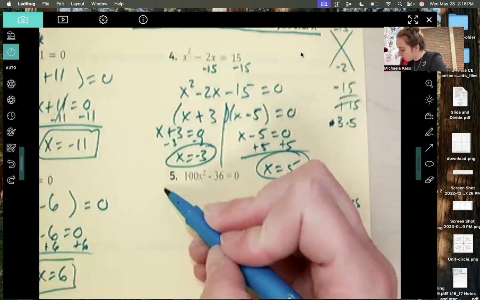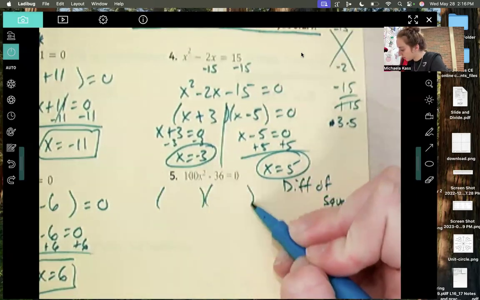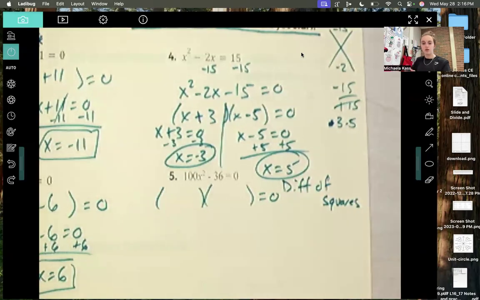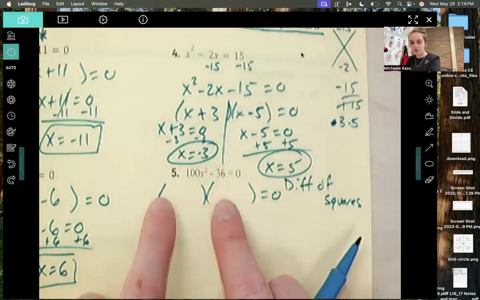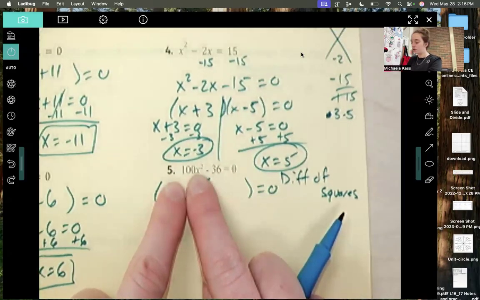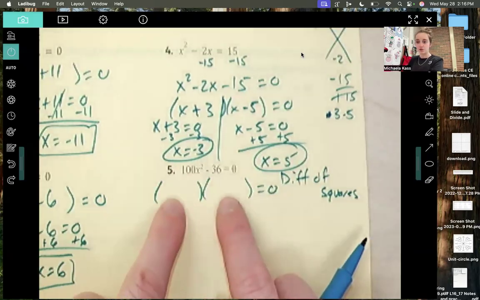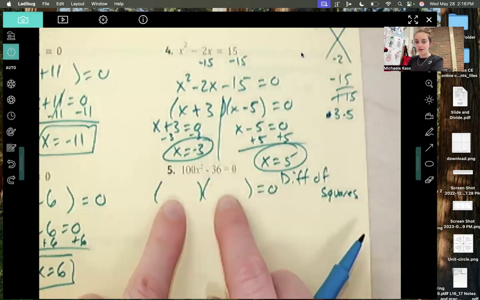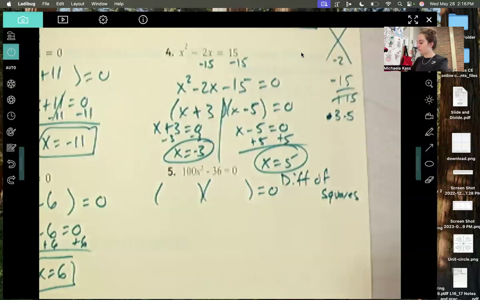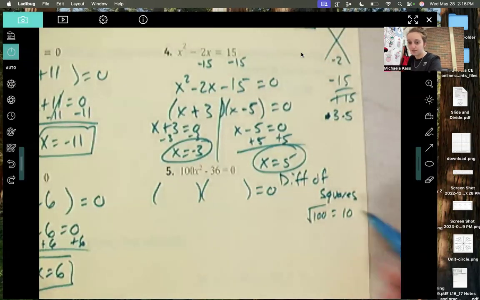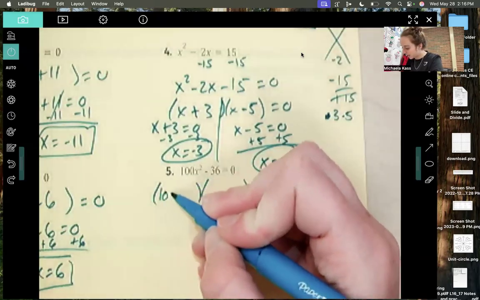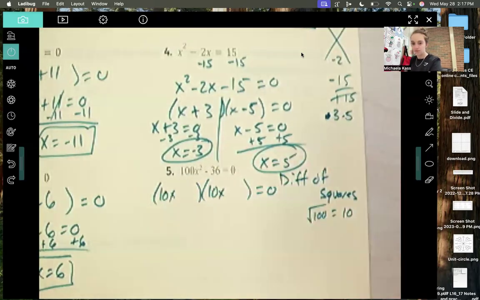So to do this, we are setting up our 2 sets of parentheses. Okay, we need to figure out what to put in the first set, so that way if we multiply them, they give us 100x squared. Well, we know an x and x have to go there. But now comes the part where you ask yourself, what's the square root of 100? It's 10. So you're going to put 10x and 10x here.